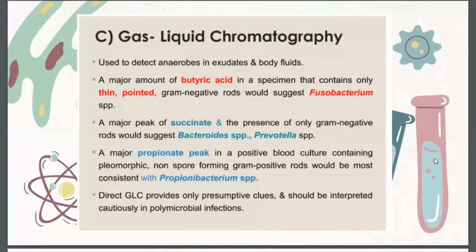And next is gas liquid chromatography. It is used to detect anaerobes in exudate and body fluid. A major amount of butyric acid in a specimen that contains only thin, pointed gram-negative rods would suggest Fusobacterium species. A major peak of succinate and the presence of only gram-negative rods would suggest Bacteroides. A major propionate peak in a positive blood culture containing pleomorphic, non-spore-forming gram-positive rods would be most consistent with Propionibacterium species.